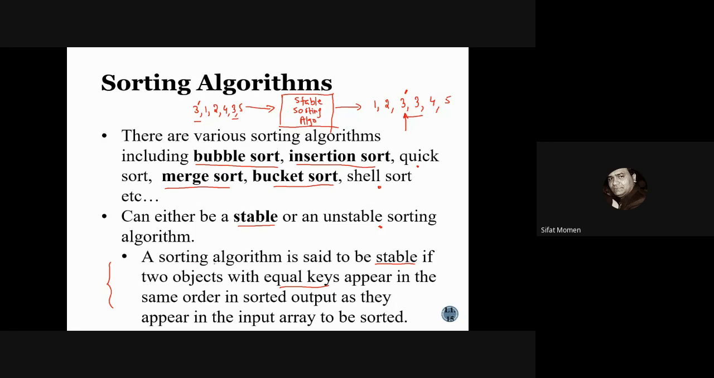I say a sorting algorithm would be said to be stable if we have two objects. I could have more than two objects as well, no problem. But if we have, let's say, two objects at least with equal keys appear in the same order in the sorted output as they appear in the input array to be sorted. So that relative order of the equal keys is maintained in the output sequence as that in the input sequence, right? If your algorithm guarantees you that, that is a stable sort algorithm.